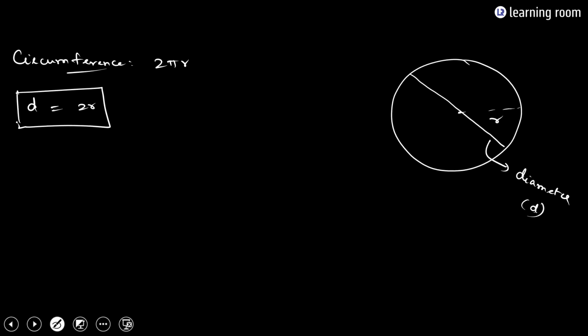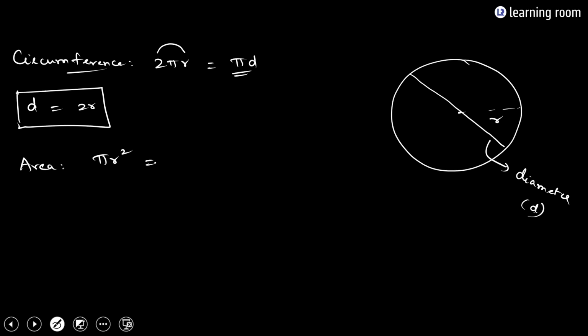Right. When this is the scenario, this 2 into r, can I write it as diameter? So I can write the circumference of the circle as pi into d also. I know it's a basic point, but I wanted to explain this. Similarly, when I talk about area, area is going to be pi r square.